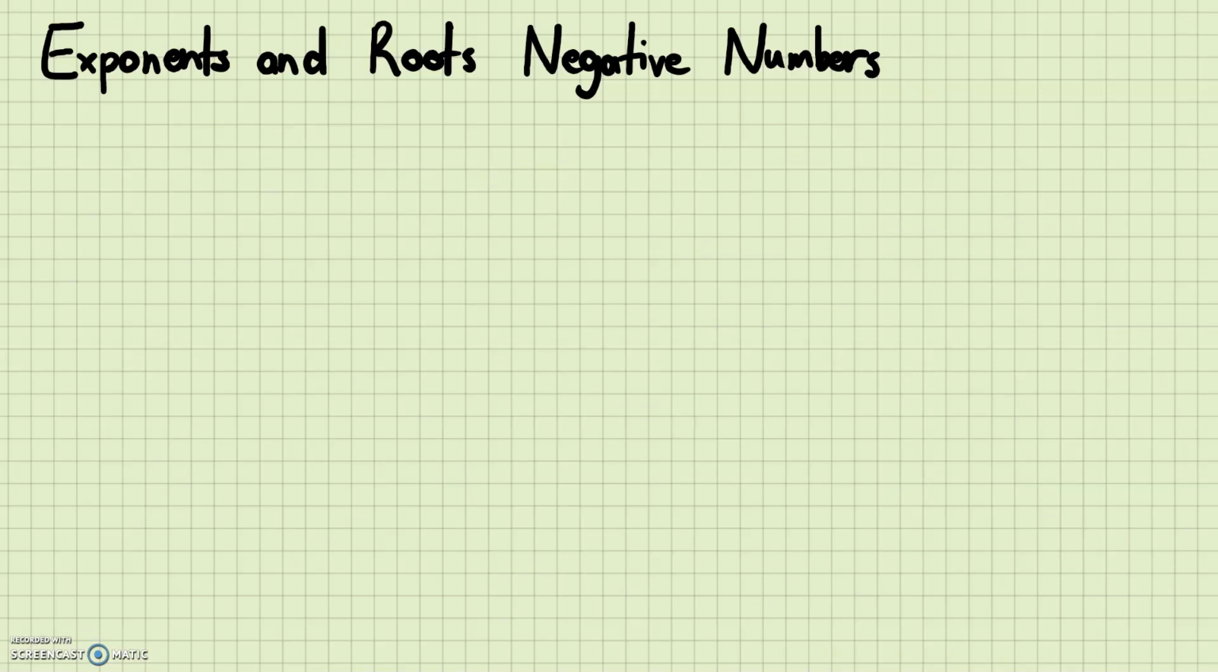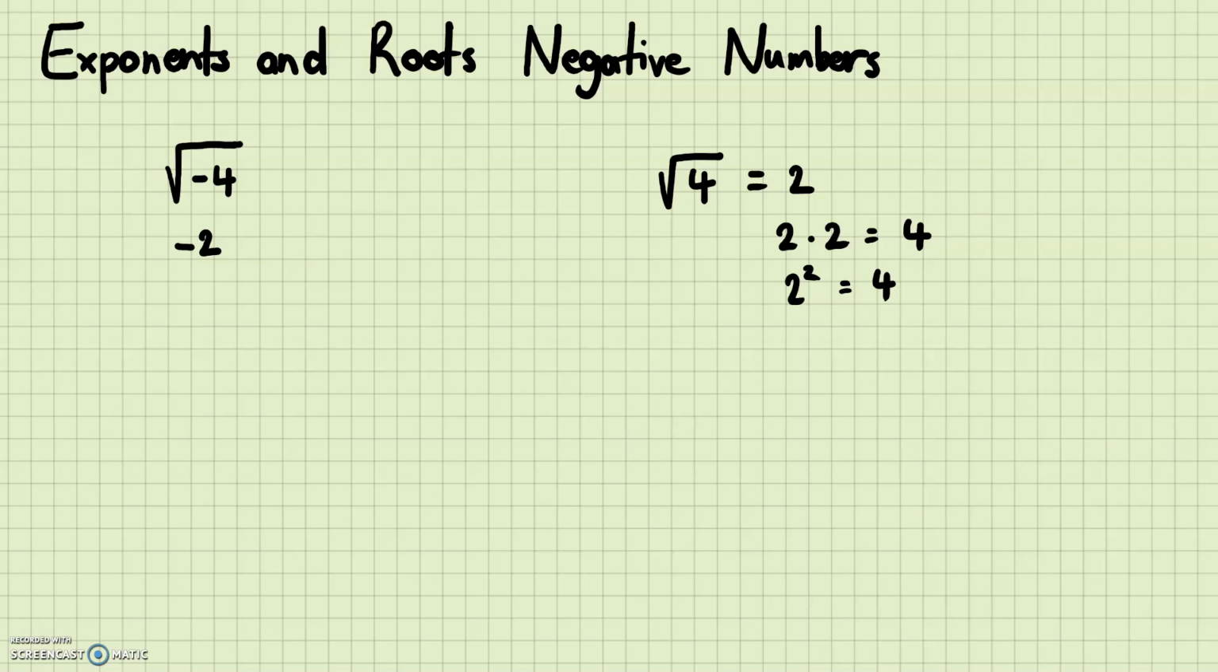Roots of negative numbers. Let's say we're trying to find the square root of negative 4. Now, you remember that the square root of 4 equals 2, right? Because 2 times 2 equals 4, or 2 squared equals 4. Which two of the same numbers gives you negative 4? Does negative 2 work? If you do negative 2 times negative 2, does that equal a negative 4? Negative 2 times negative 2 actually gives you a positive 4. So negative 2 doesn't work for the square root of negative 4. And actually, when you're multiplying the same number with itself, you can never get a negative number.